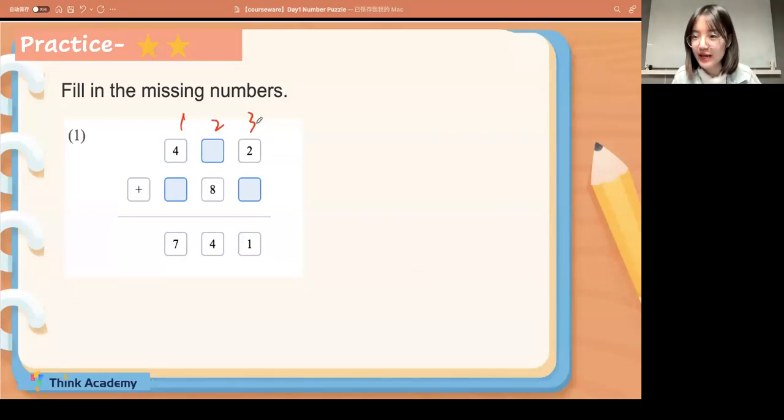Which column? Can you type the number in the chat box? Which column will we start with? The third column, right? The ones column. Brilliant. Okay. And let me clean it. Okay. Then for the ones column, 2 plus 1 number equals 1.